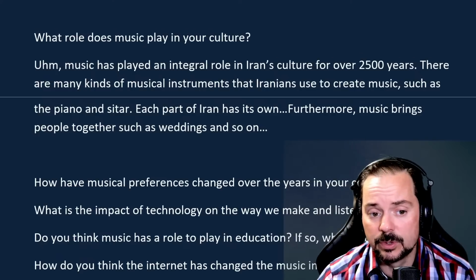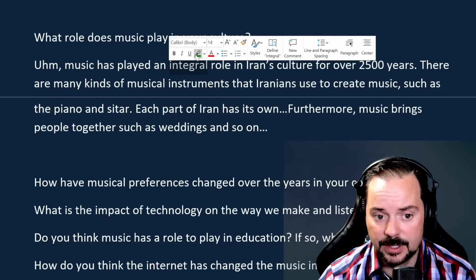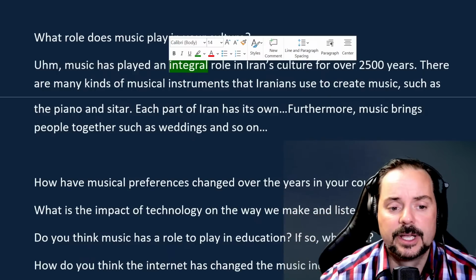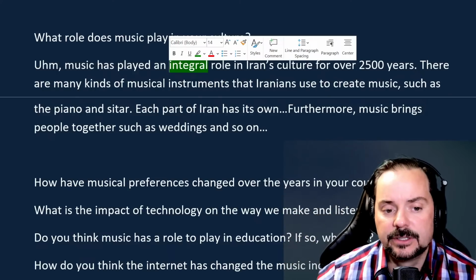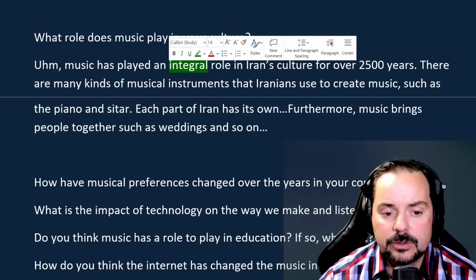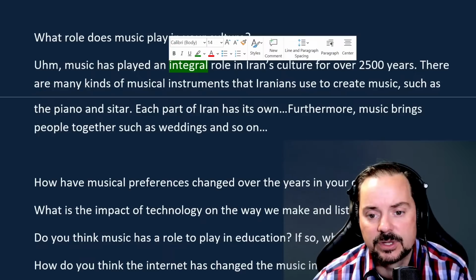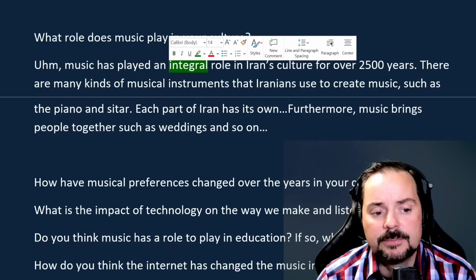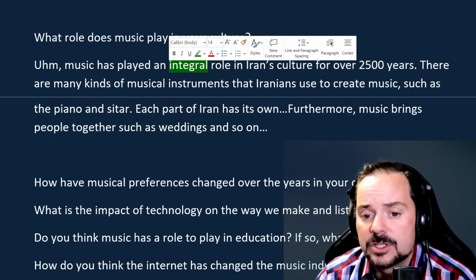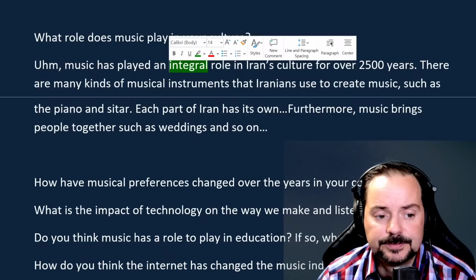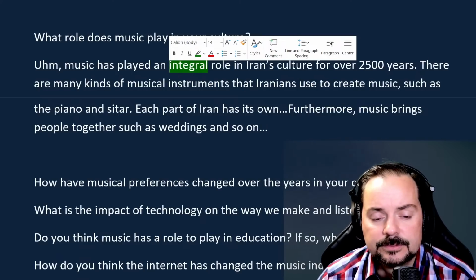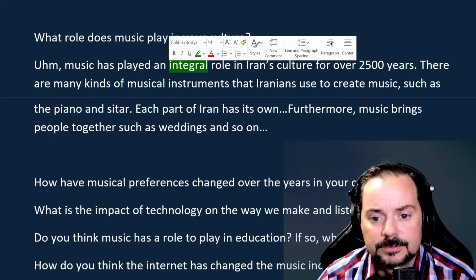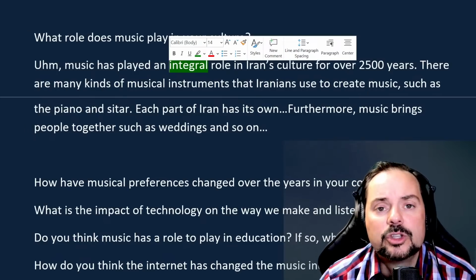Really nice use of the word integral. Okay. It means that it's closely connected and important, right? So integral, it's intertwined. It's a fundamental or a key piece. Okay, so nice use of that vocabulary there. It just needs to be a little bit smoother. Okay, so Angel, can you just repeat after me? Music has played an integral role in Iran's culture for over 2,500 years.